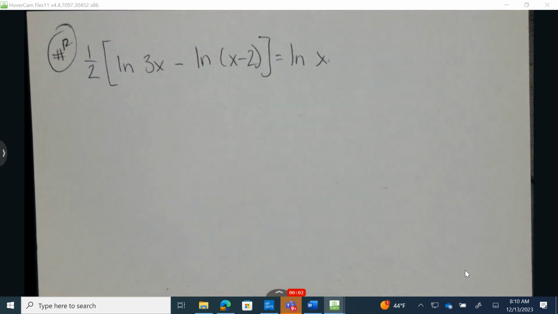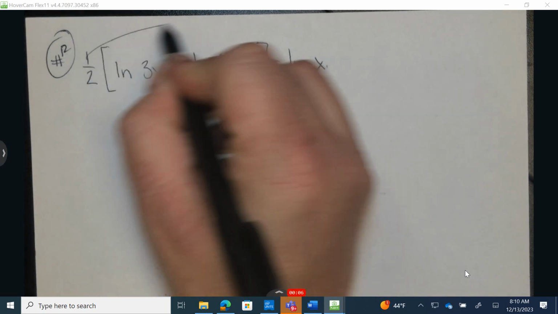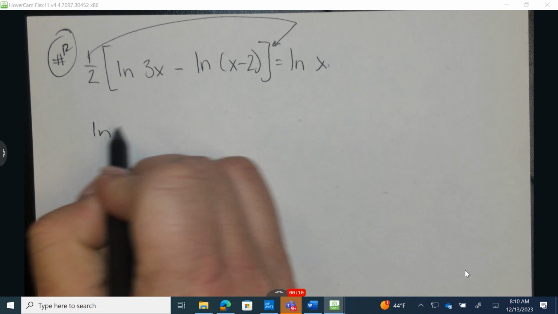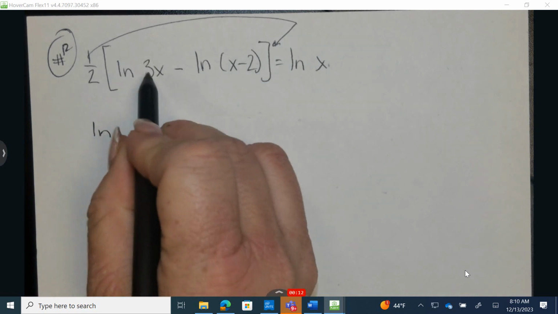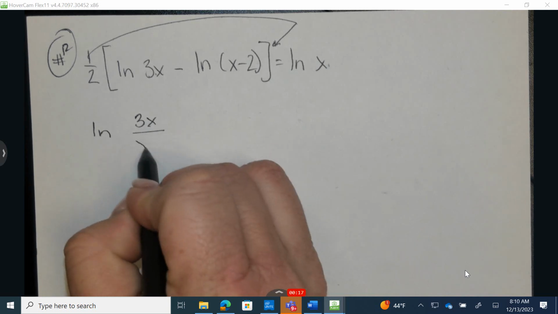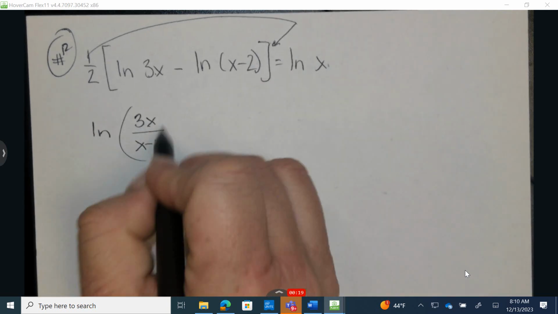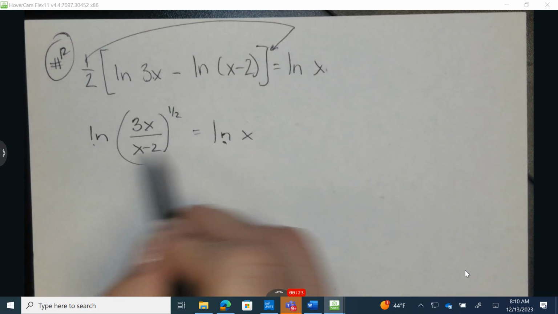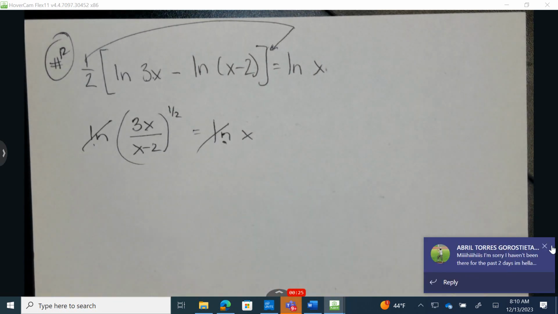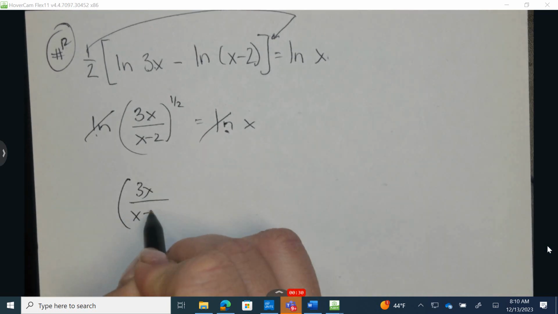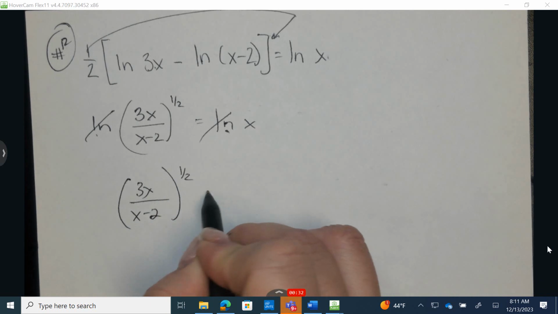This is problem 12 from solving logarithmic equations. So I'm going to take this and move this as the exponent. And so I have ln, and now I'm going to do ln, and I'm going to divide, taking the top and dividing it by the bottom, and then I'm going to raise that to the 1/2 power. Okay, when I have the ln on both sides, which is really log base e, remember I'm able to fully wipe that out, and I have 3x over x minus 2 raised to the 1/2 equals x.